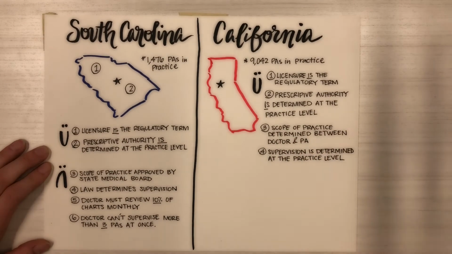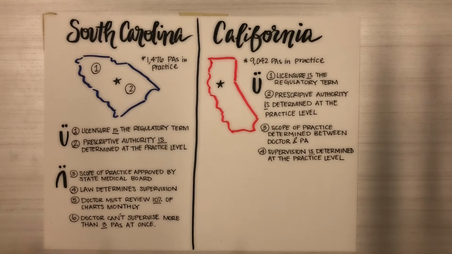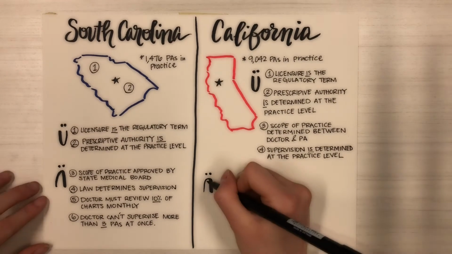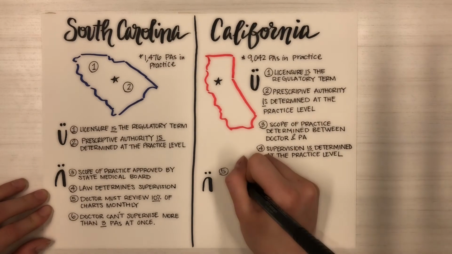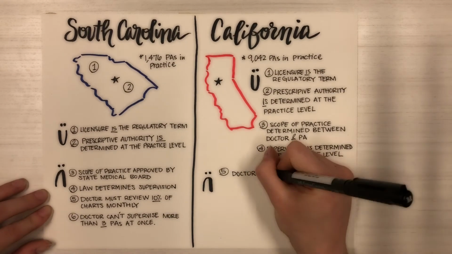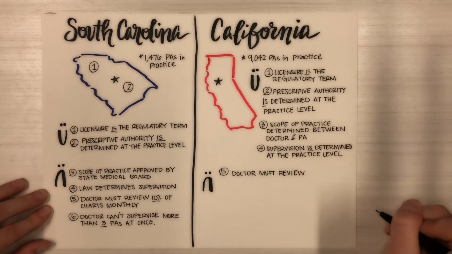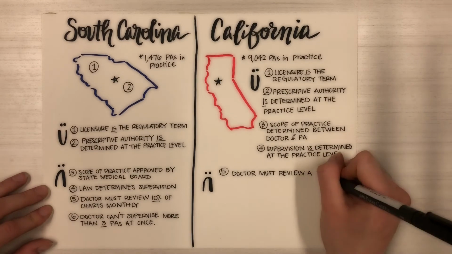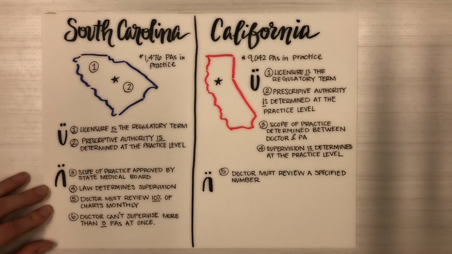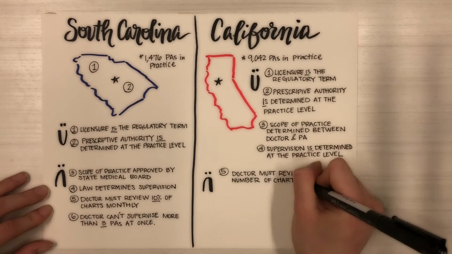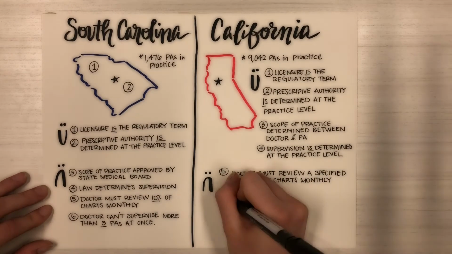Although California has adopted 4 out of the 6, there are still 2 that unfortunately have not been adopted yet, and those are number 5, doctor must review a specified number of charts monthly, and lastly, the doctor can't supervise more than 4 PAs at once.